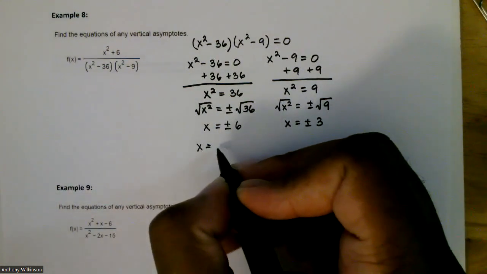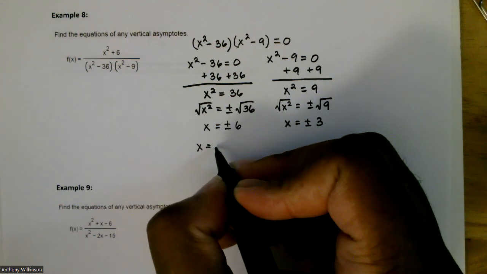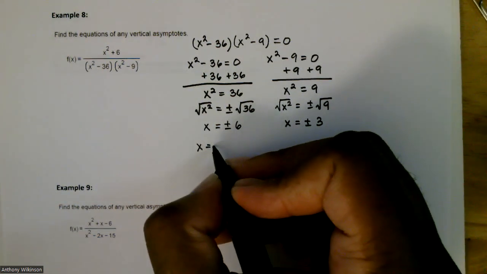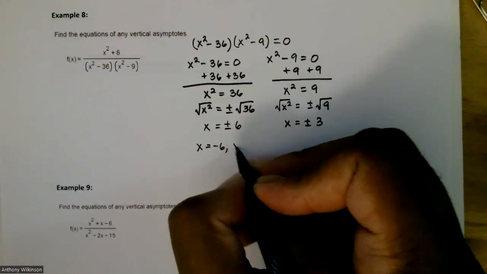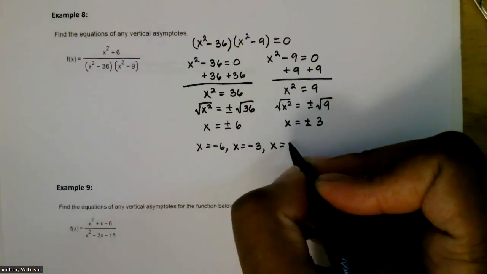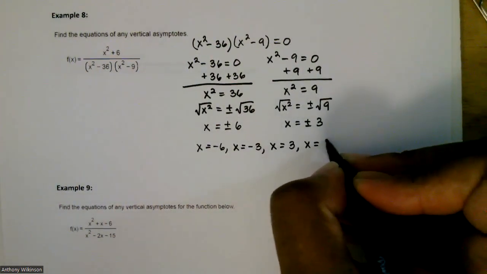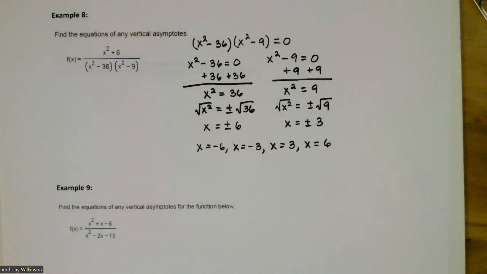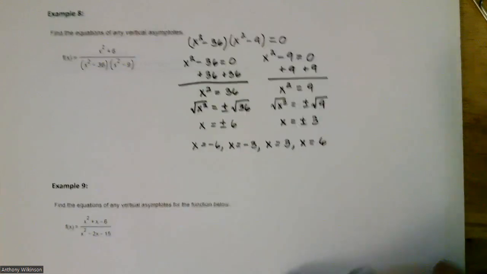That means x is equal to, and I'm going to put this in order from left to right. The smallest is -6, so it'll be x equal -6. And then x is equal to -3, x is equal to +3, and x is equal to +6. Now you may write those out as x equals 6, then x equal -6, and then x equal 3, x equal -3. But in the homework, they want you to put it in order from left to right, from the smallest to the largest, like I have here.